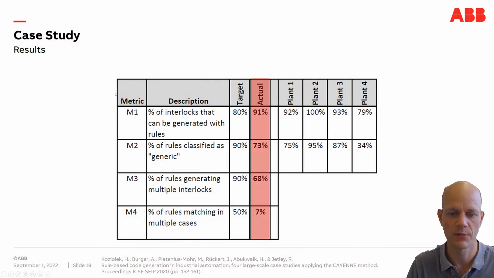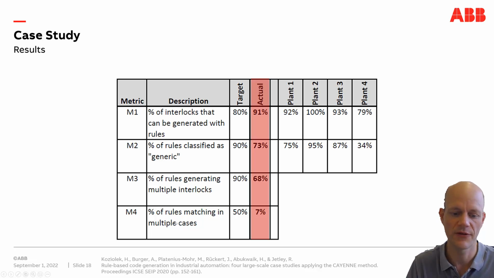Yeah, and then the results were quite encouraging. For the percentage of interlocks that we could generate from those diagrams, we aimed at a target of 80%, but actually for those plants that we analyzed, we were able to generate more than 90% of the interlocking logic. Many of those rules were also classified as generic, so they could be reused across different plants. And many of the rules also generated multiple interlocks, because if you have those rules and they generate 10 or 20 different interlocks, then it's a big time saving, of course.